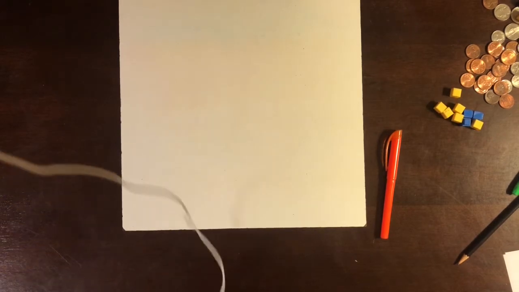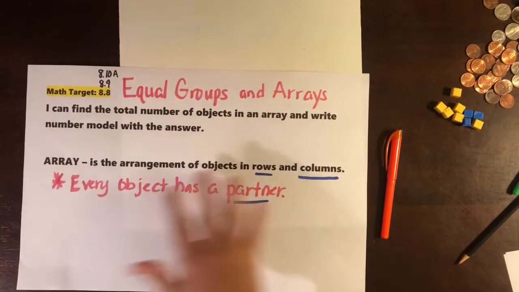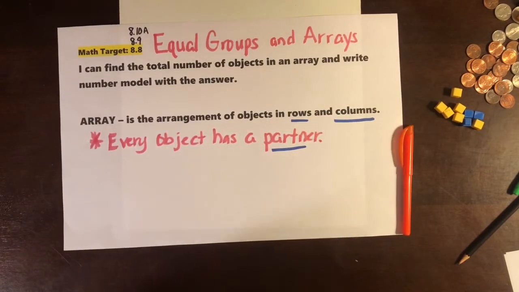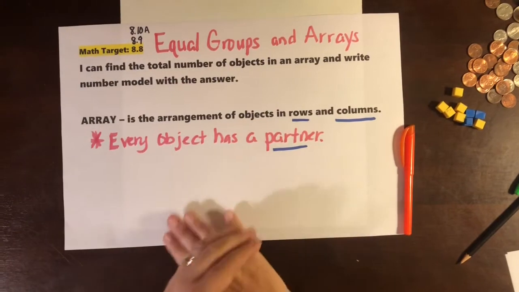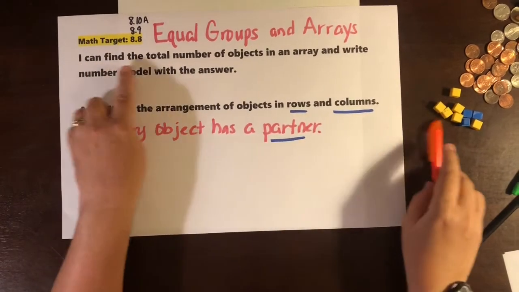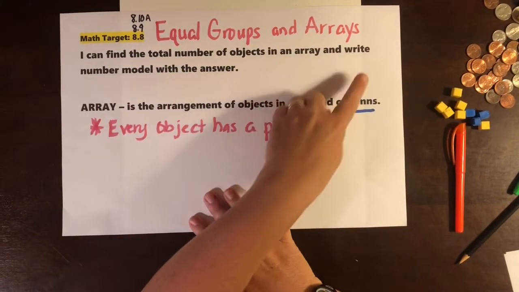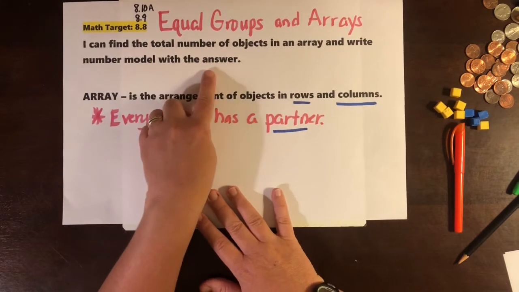All right. We are going to be working with our same target that we had last week, which is find equal groups and arrays. And it says I can find the total number of objects in an array and write a number model with the answer.